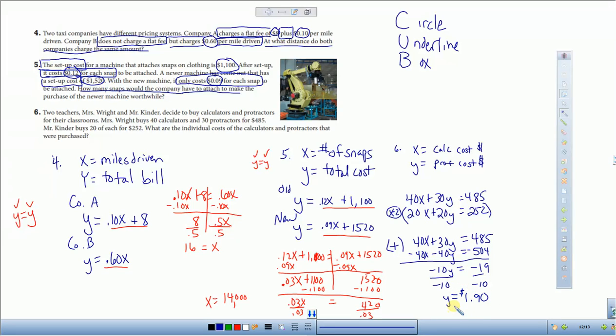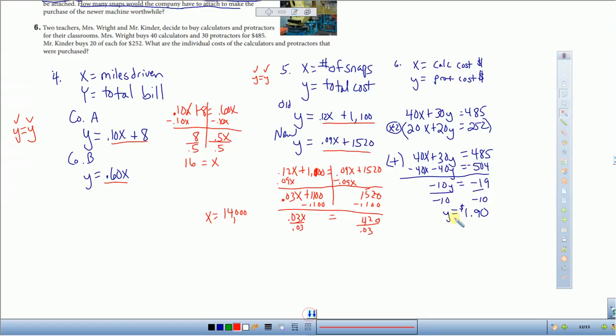To figure out what the other one costs, I plug this back into either of the equations. I take this 1.90 and plug it back in for y, right here in the bottom equation. So 20x plus 20 times 1.9 equals $252. 20x is unchanged. 20 times 1.9 equals $38. And I have 252 still.